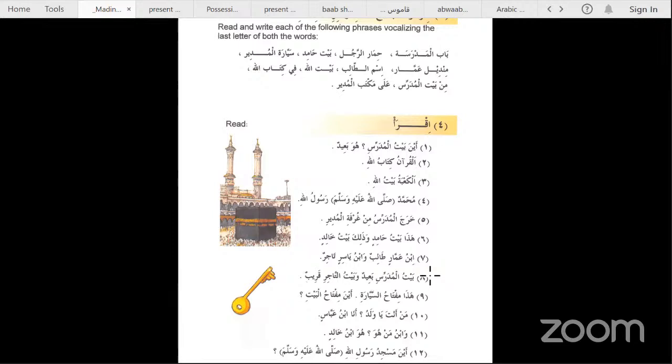Wabno man huwa. And whose son is he? Huwa ibn Khalidin. He is the son of Khalid.